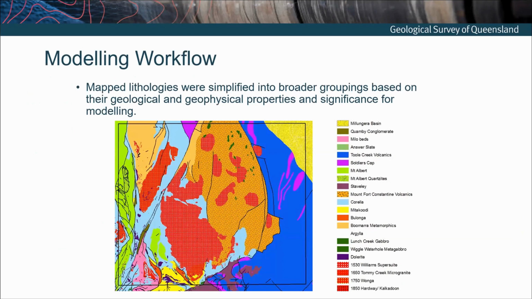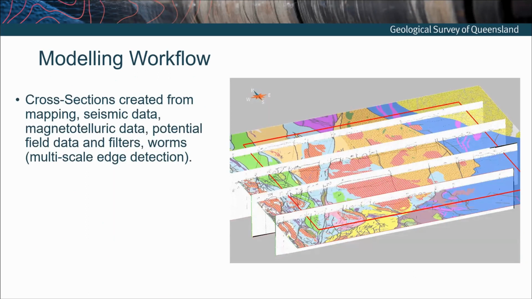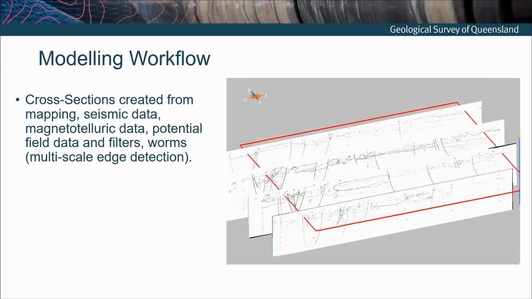A bit about the modelling flow. I'm going to rush through this a bit because I really want to focus on the outcomes that came out of that. So we started with our geological map. We built some cross sections from these, east-west and north-south cross sections. So I'm just showing some of those east-west cross sections there.